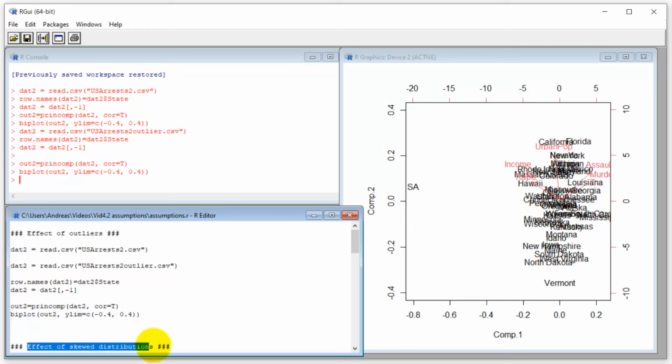So effects of skewed distributions are actually quite similar. So that's similar to this situation. So if I have variables with long tails toward high values or toward low values, those will again drive my first principal component.